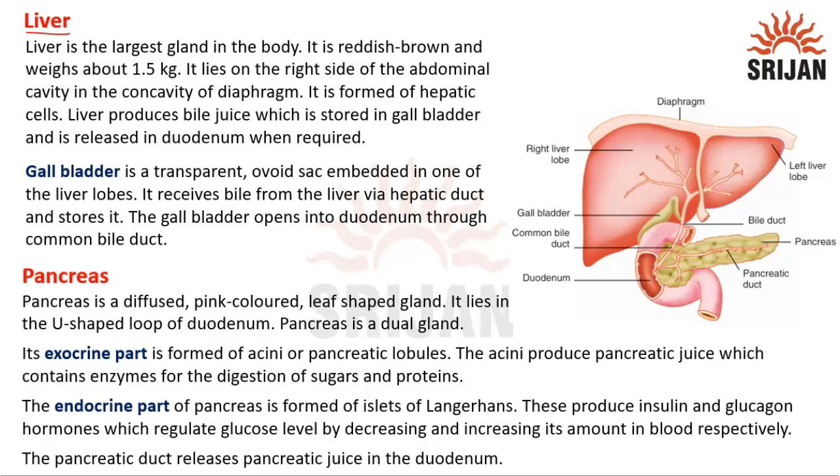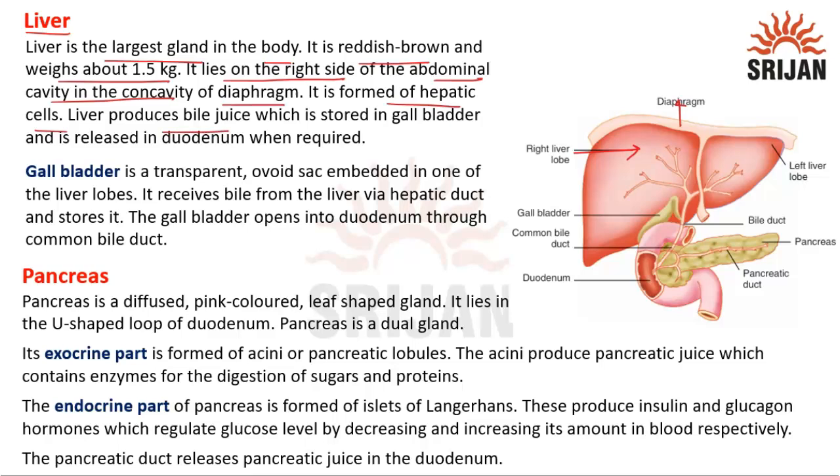Then the liver. The liver is the largest gland in the body. It is reddish brown and weighs about 1.5 kg. It lies on the right side of the abdominal cavity in the concavity of the diaphragm. So here this is the diaphragm and this is the liver. It is formed of hepatic cells.